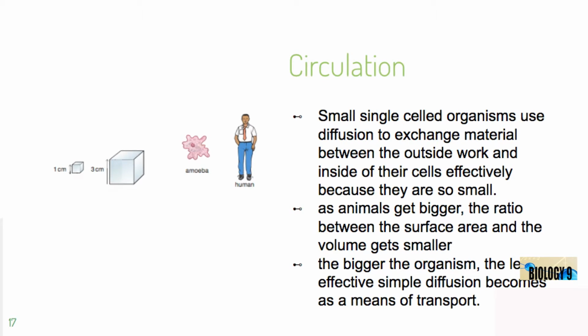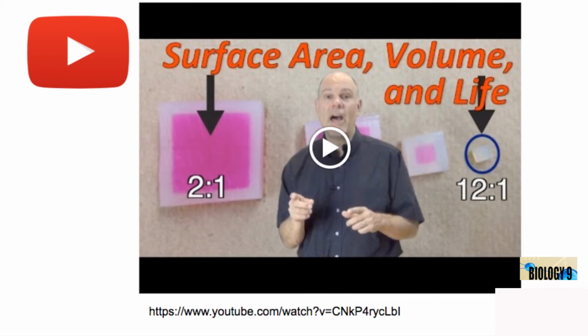Okay, so the human transport system is known as the blood circulation system, which has 3 main elements: the pipes, the blood vessels, the pump, which is the heart, and the medium, which is the actual blood. Okay, so here's a little video just emphasizing the importance of surface area to volume ratios. It's very, very important in biology and a very important concept to understand.